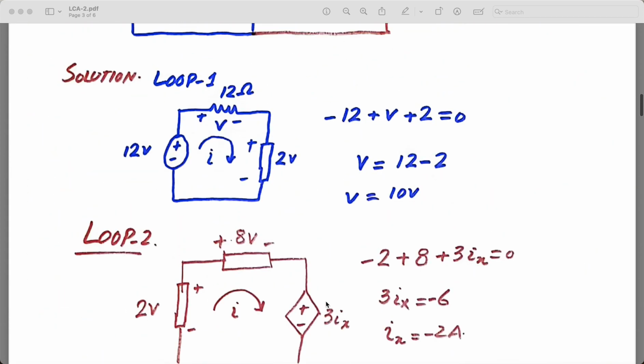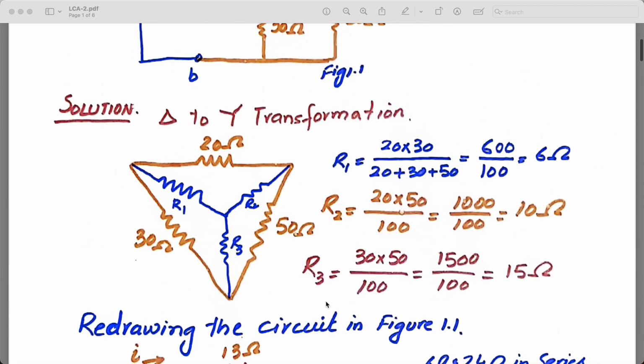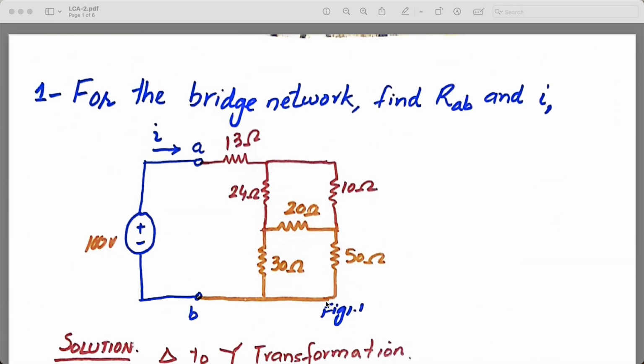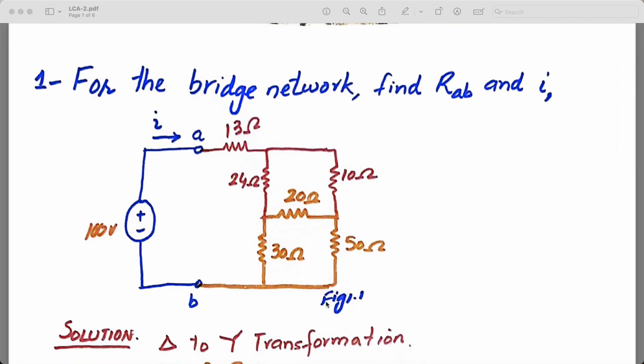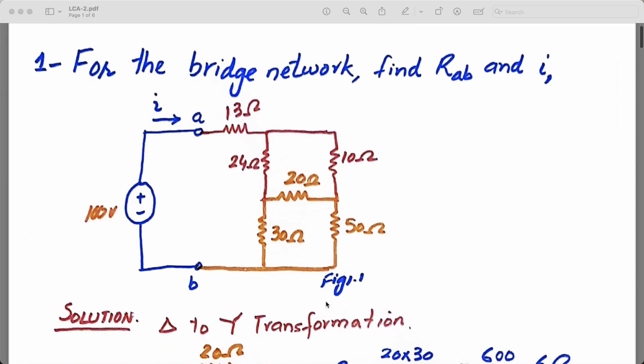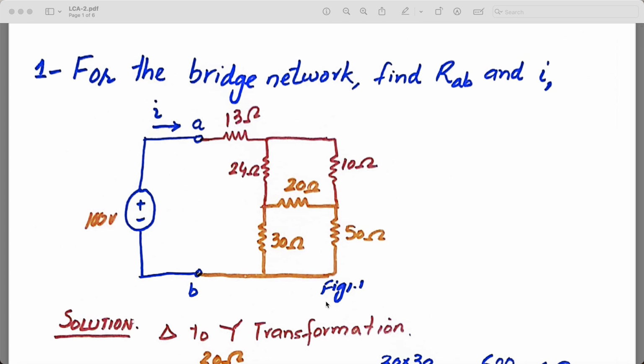And now another concept to calculate the equivalent resistance if the combination doesn't look like series or parallel, like for a bridge type network. So you need to calculate RAB and I for these circuits. So you need to calculate the equivalent resistance and this I naught.